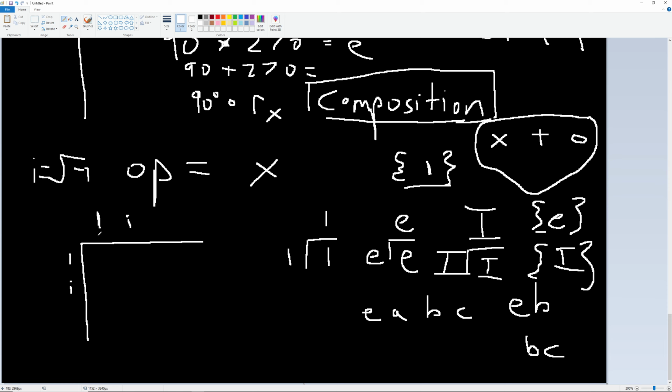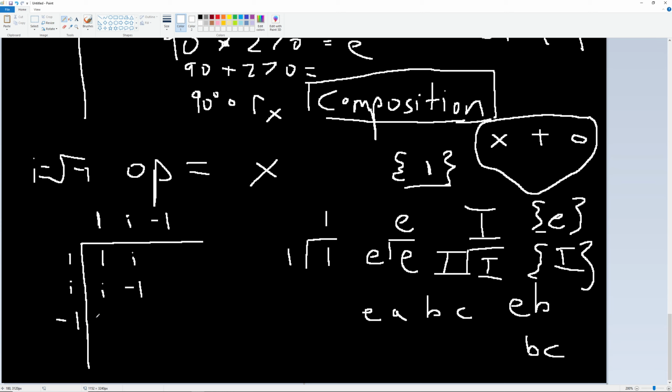So 1 and i. What will happen? Well, 1 times 1 is 1. 1 times i is i. i times 1 is i. i times i is -1. So this is not a group because we don't have closure. -1 is not yet defined. It's not part of the set that we've used to define our group. So we need to add it. So let's add -1 to our multiplication table.